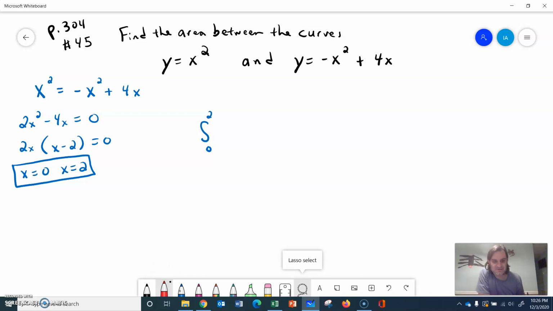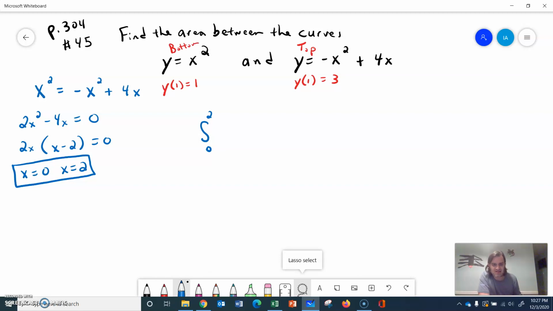I can pick a point between 0 and 2, and the easiest point would be 1, and plug them in and see which one is higher. So y of 1 for the x squared would just be 1. So it has a height of 1 at this midpoint. For the other one, the negative x squared plus 4x, when I plug in 1, it looks like I get 3. So what that tells me is the second equation is on top. So this is the top one, negative x squared plus 4x, and the regular x squared is the bottom.